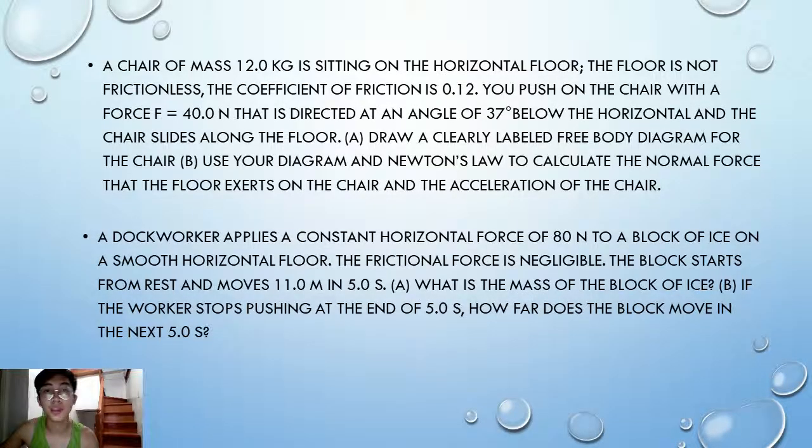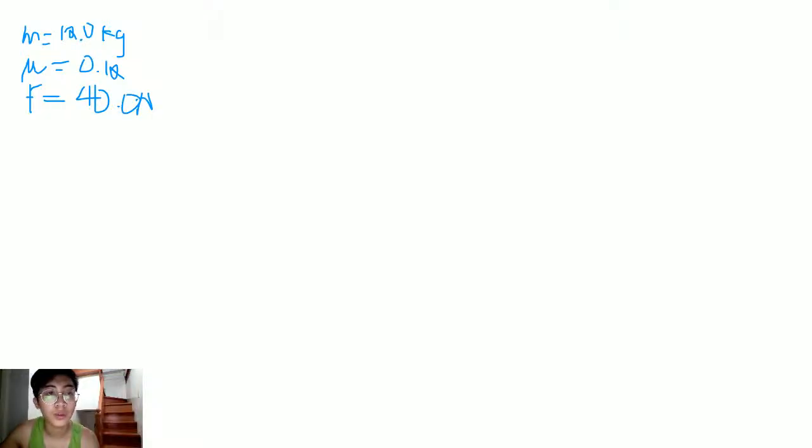And next will be, meron tayong angle na 37 degrees below the horizontal. So, which should be, yung angle natin would be negative 37. Or, with respect to ating positive x-axis, 360 minus 37, that would be 323 degrees.